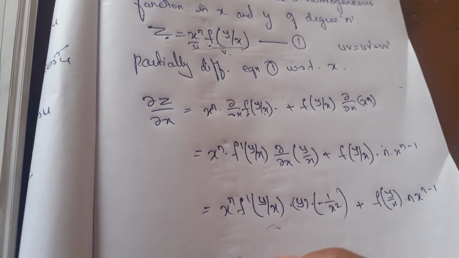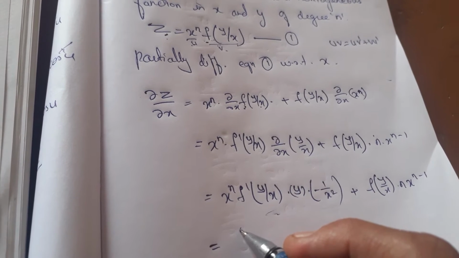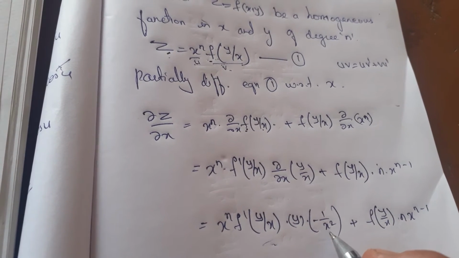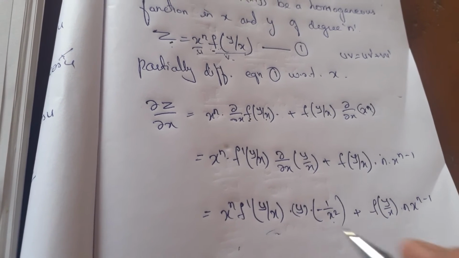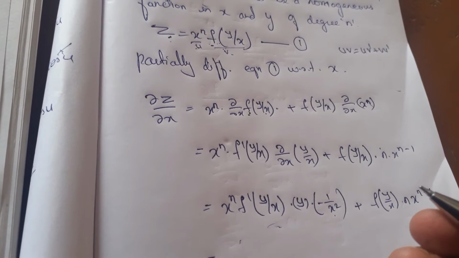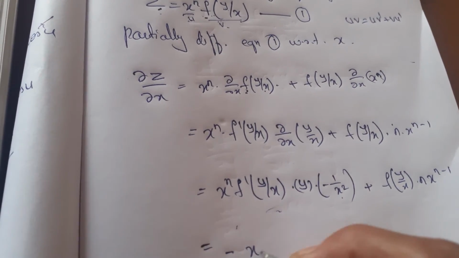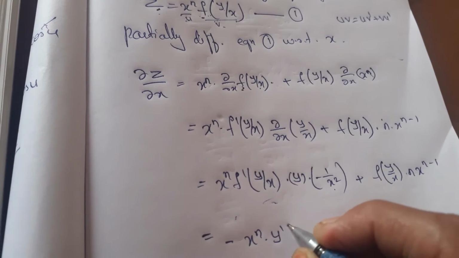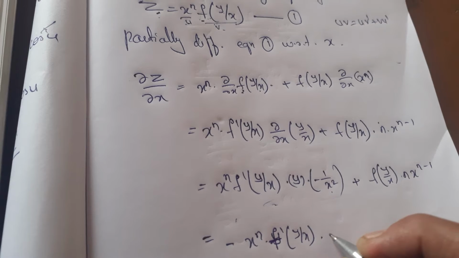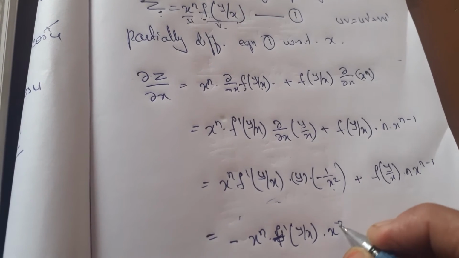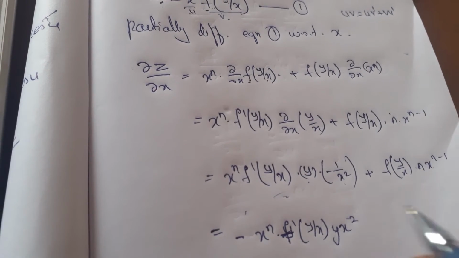Okay, so this is a negative term, and here in the denominator we have x square. If it moves to the numerator, it becomes x power minus 2. So what will we get here? Minus of x power n, y, f dash of y by x into x power minus 2.